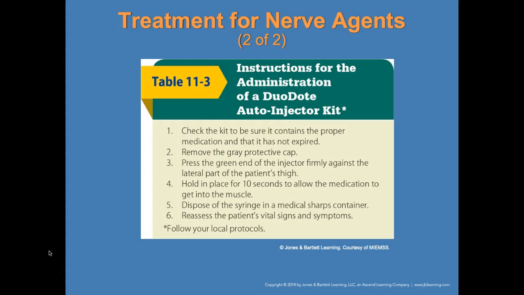We want to check the kit, make sure it contains the proper medication, has not expired. You can remove the cap, press the green end of the injector firmly against the lateral part of the patient's thigh. Hold for 10 seconds, allow medication to get in the muscle. We want to dispose of that syringe and reassess patient's vital signs and symptoms. Like I said, this is all based on what your protocols say. I don't know of a lot of people that even carry these anymore.